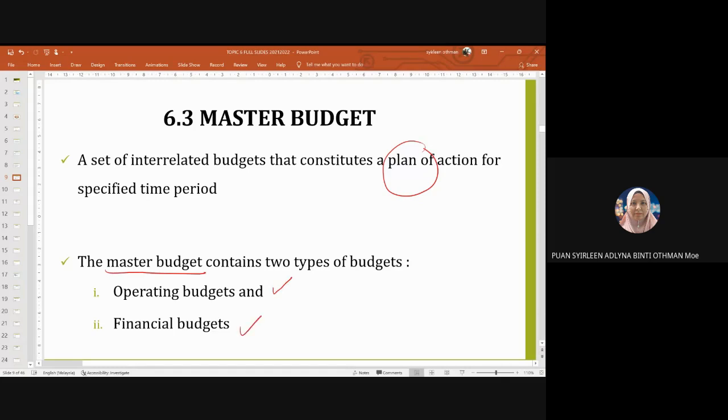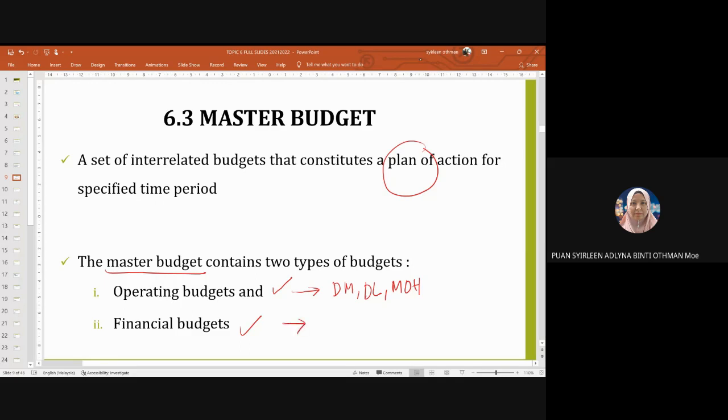Alright, so it is related, tapi operating budget ni dia relate dengan your product cost, which is your direct materials, your direct labor, and your manufacturing overhead. Okay, so anything that has to do with product cost, yang itu adalah di dalam operating budgets. Okay, so once we are done with the operating budget, we can go to financial budget.